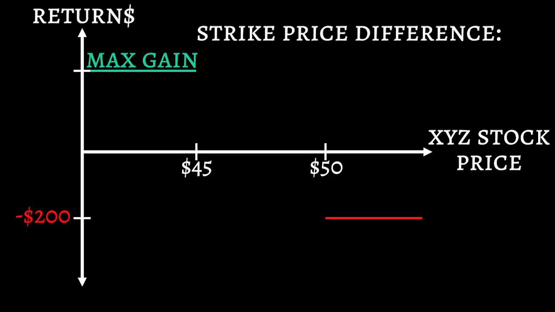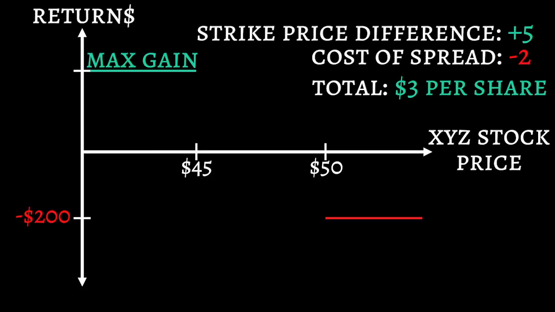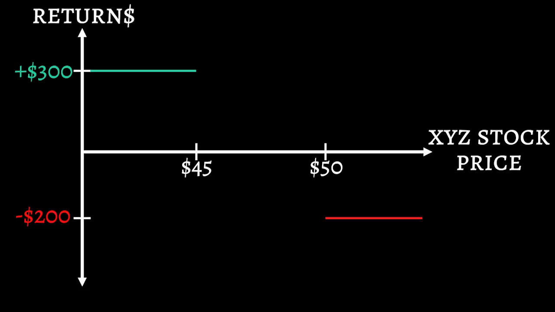For this example, the strike price difference is 5 and the net cost of the spread is 2. This means the profit is $3 per share or $300 in total. This would be your profit no matter what value XYZ is at, as long as it is below $45. One way you can increase your potential profit is by widening the difference between your two strike prices. It should be noted that this change would also come with a larger risk.